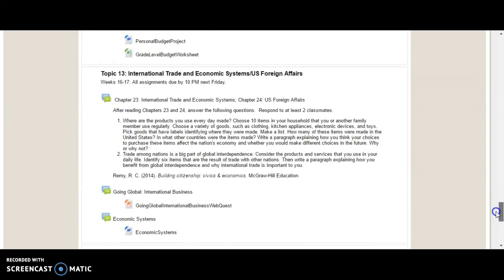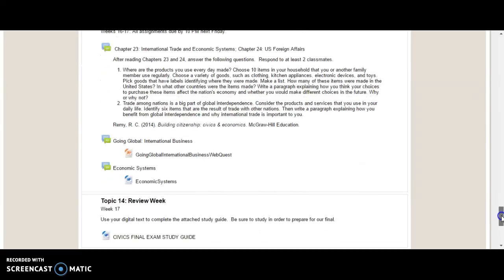Alright, for topic number 13, we have international trade and economic systems and U.S. foreign affairs. Here we get to touch on how the United States fits into the realm of the rest of the world. So they will read chapter 23 and chapter 24 and understand global interdependence, how the economy of the United States is affected by the rest of the world, and how the rest of the world is affected by the United States, and so on, and understanding the economies around the world, the different economic systems.